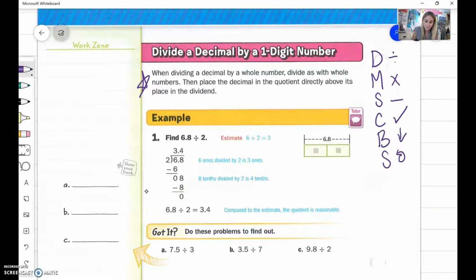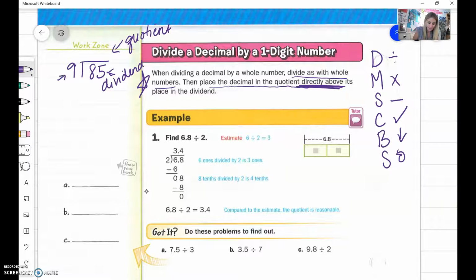It says, when dividing a decimal by a whole number, divide as with whole numbers. Then place the decimal in the quotient directly above its place in the dividend. Okay, so let's review. Let's say I had 85 divided by 9. The answer is the quotient. The number inside is the dividend, and the number on the outside is known as the divisor. So what does that mean? What does it look like?